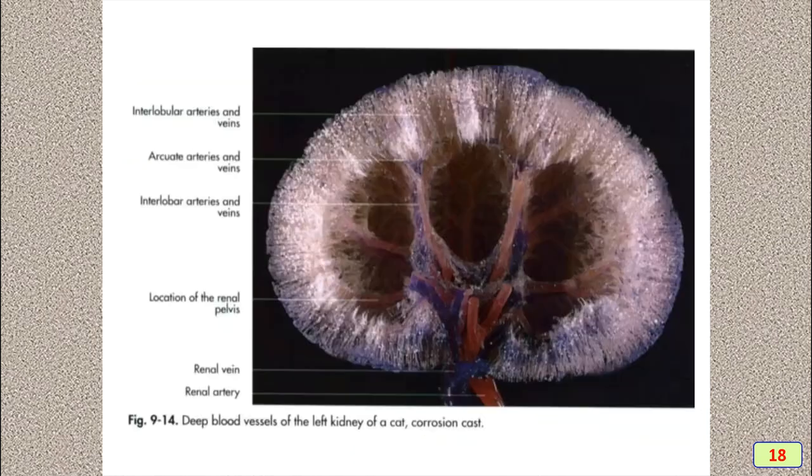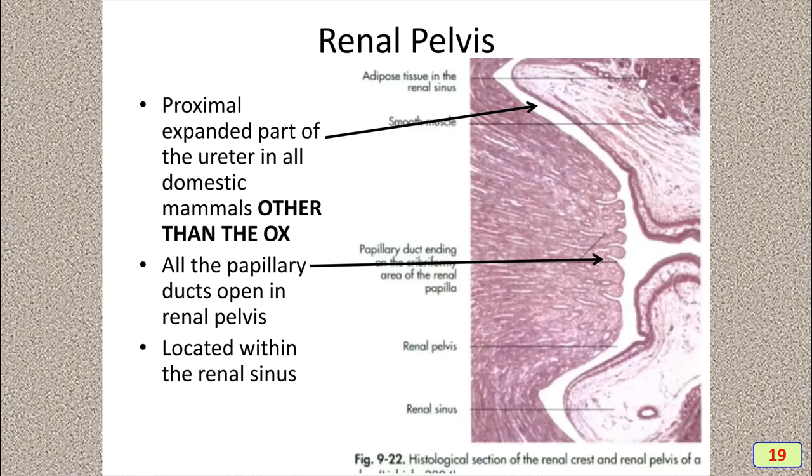So this is the deep blood vessels of the left kidney of a cat. The cat kidney is also bean shaped and non-lobular. It has the interlobular arteries, arcuate arteries and veins, and the location of the renal pelvis is like this, and it also has renal veins and the renal artery.